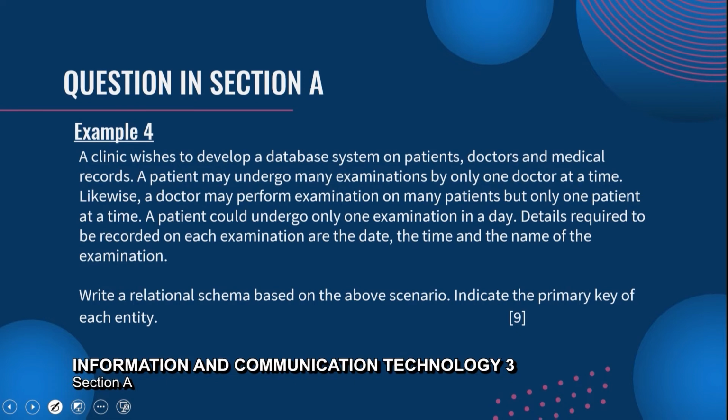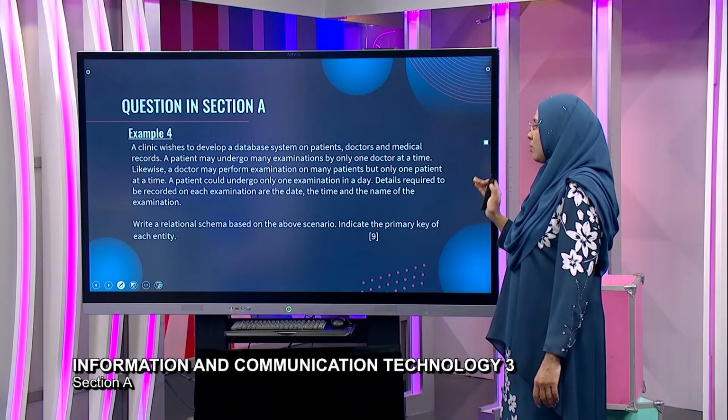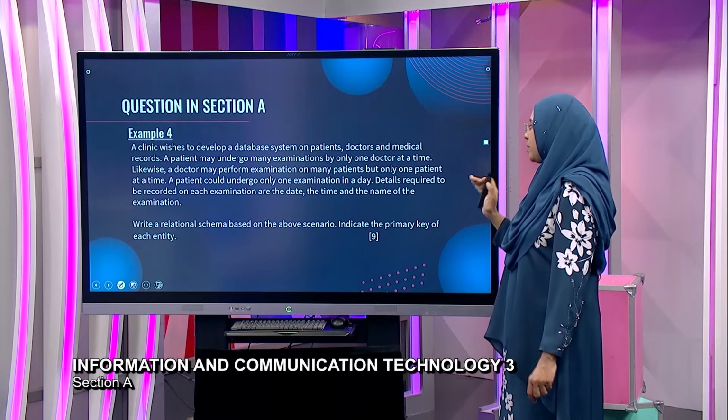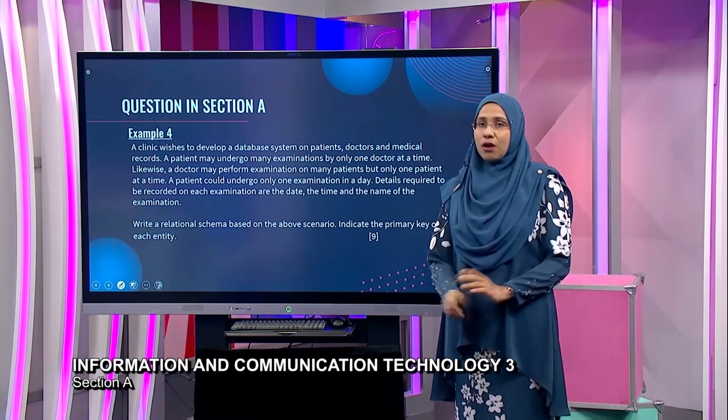Okay, so when you read, maybe it looks confusing. So many things inside. Okay, don't worry. Okay, write a relational schema based on the above scenario. Indicate the primary key of each entity. Okay, marks given: 9. A lot.